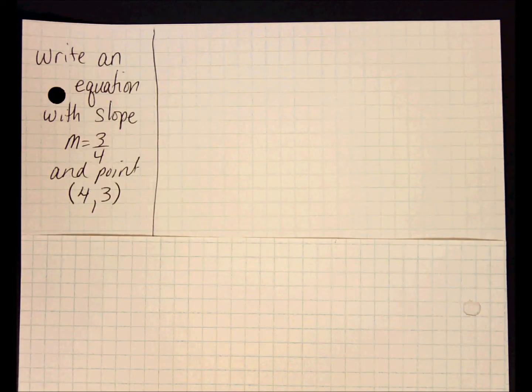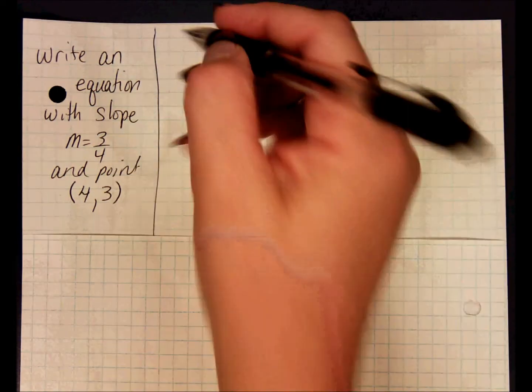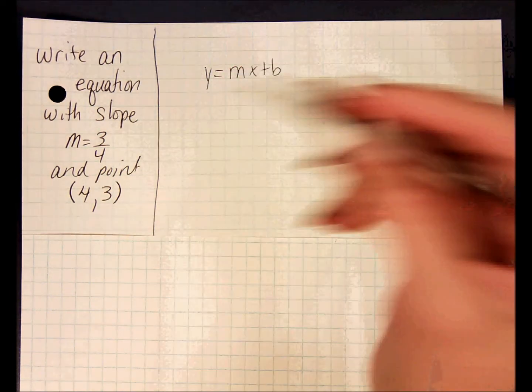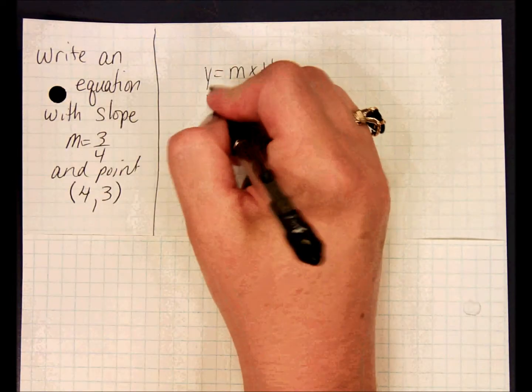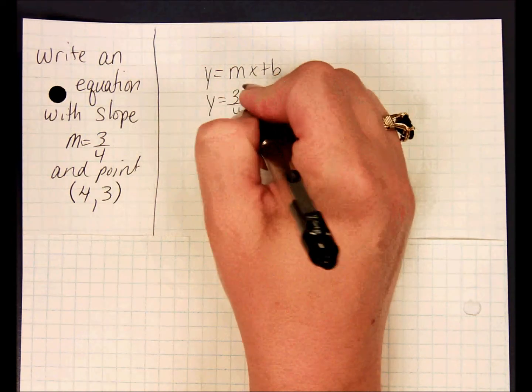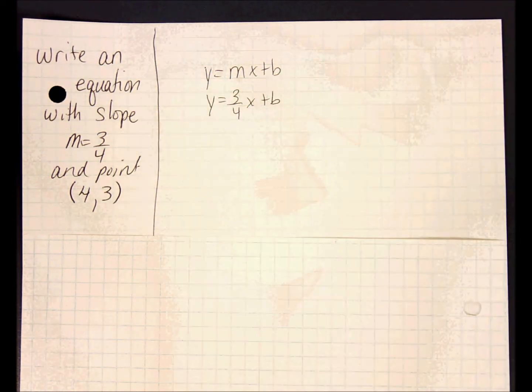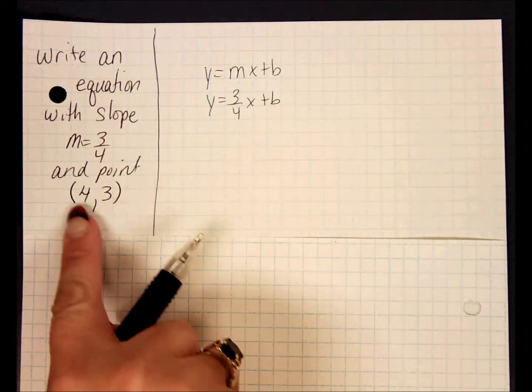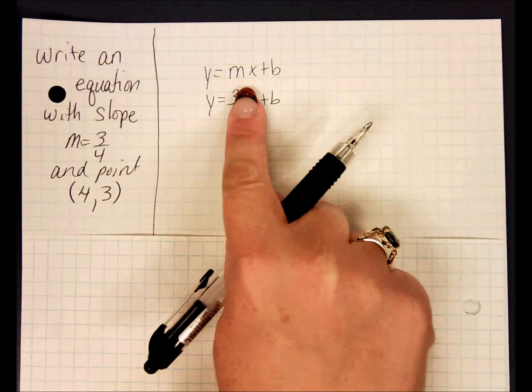All right, so now we're writing an equation with a slope and a point. So we've got the point, we have the slope. So we go to our y equals mx plus b. We know what the slope is, so we're going to add that into our equation, 3/4. But we don't know the b. If we had a number for b, we'd be done. Well, what we do is we take our point and we plug it in and find b.